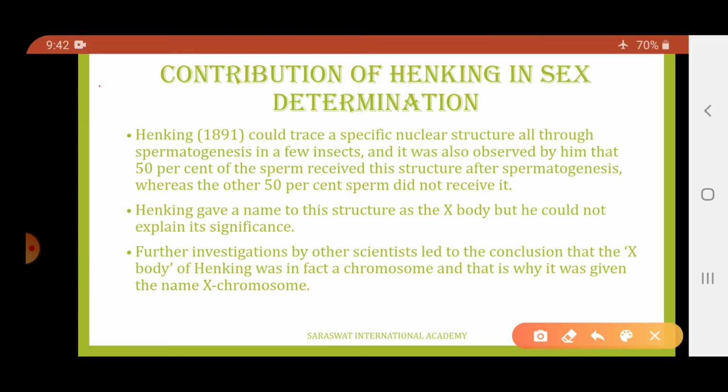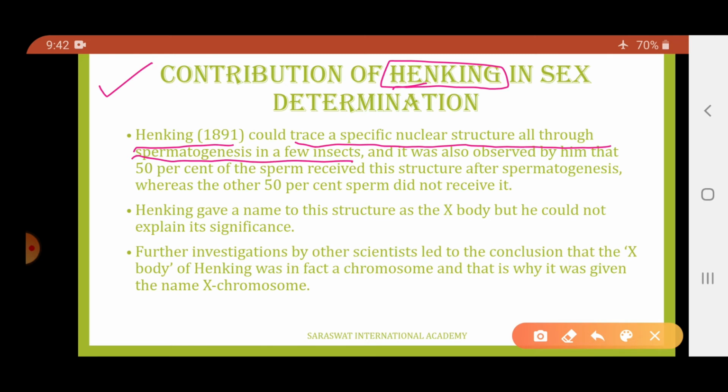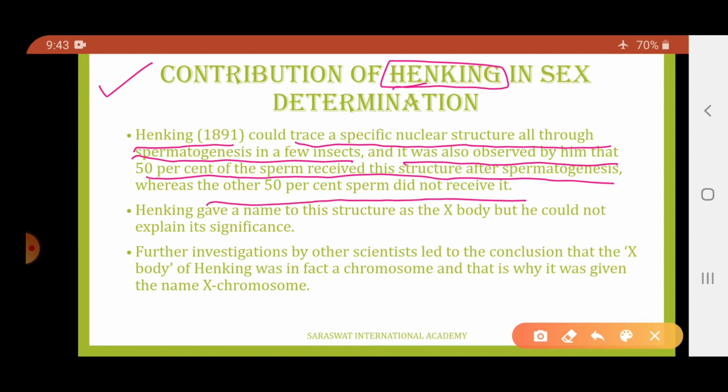Now, history. First of all, the contribution of Henking in sex determination. Henking is a scientist. In 1891, he could trace a specific nuclear structure through spermatogenesis in a few insects, and he also observed that 50% of the sperm received this structure after spermatogenesis, whereas 50% of the sperm did not receive it.